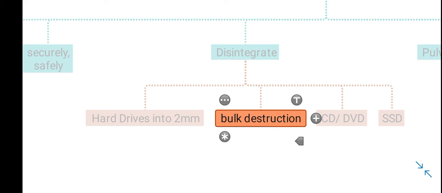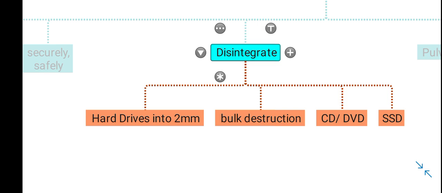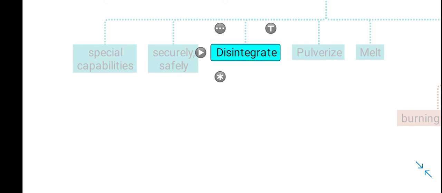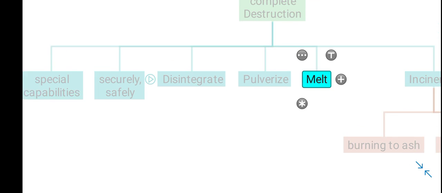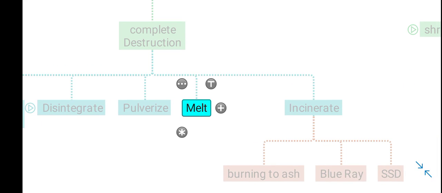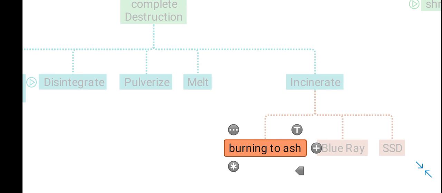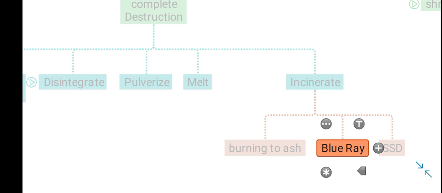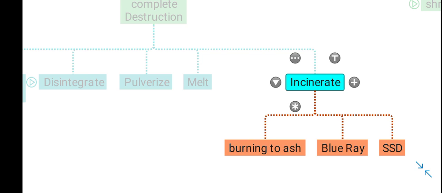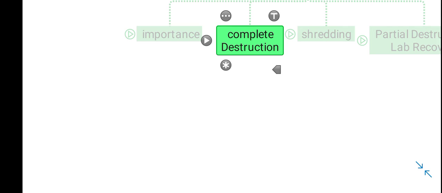And this is useful for CDs and DVDs and also for SSDs. Then there is pulverizing and also the melting of the hard drive. And the last one is incineration. So you burn the hard drive into ashes. And this is particularly useful for Blu-rays and also for SSDs. So these are the techniques for complete destruction of the media.